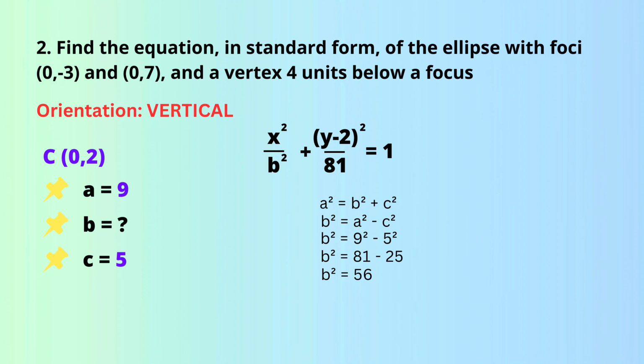We can now just substitute this to our equation, since in our standard form of equation, what we need is b squared. Hence, our standard form is x squared over b squared, or 56, plus (y minus 2) squared over 81 equals 1.